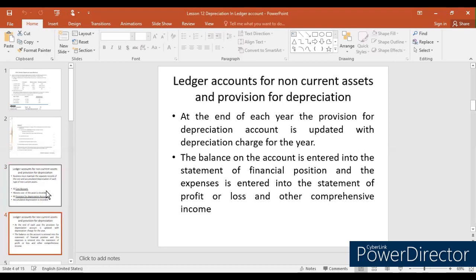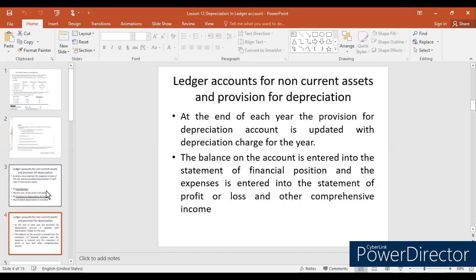The next one is ledger accounts for non-current assets and provision for depreciation. At the end of the year, the provision for depreciation account is updated with the depreciation charge for the year. The balance on the account is entered into the statement of financial position, and this expense is entered in the statement of profit.